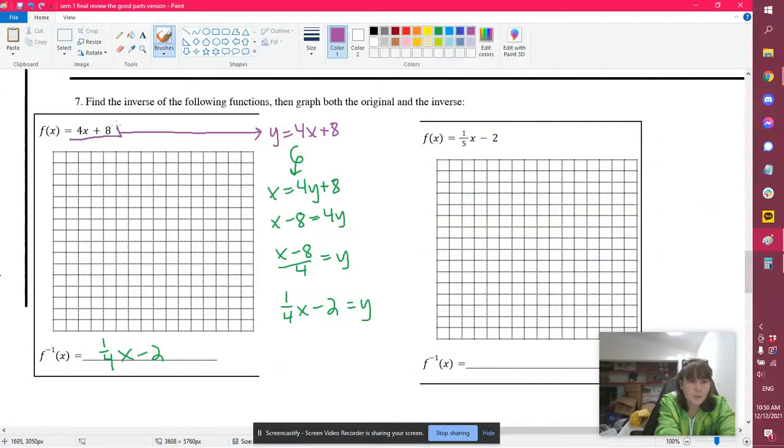We'll graph the original in purple. We'll graph the inverse in green. Make my axes. The original was 4x plus 8, so I'm going to go up 8. 1, 2, 3, 4, 5, 6, 7, 8. And I'm going to do a slope of 4. If I can't go to the right 1 and up 4, I can also go to the left 1 and down 4 to find this line.